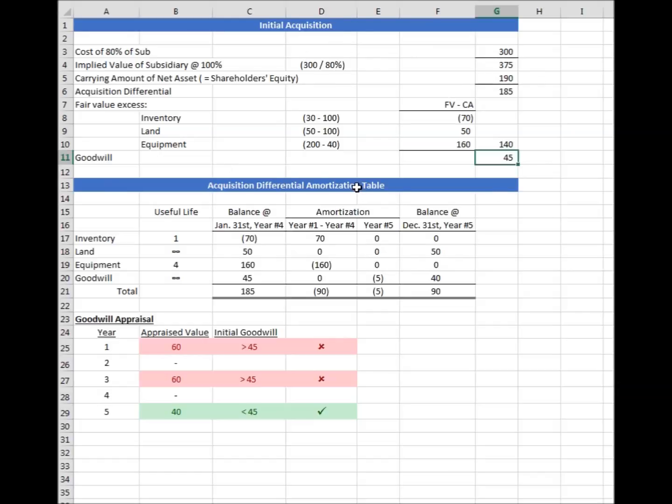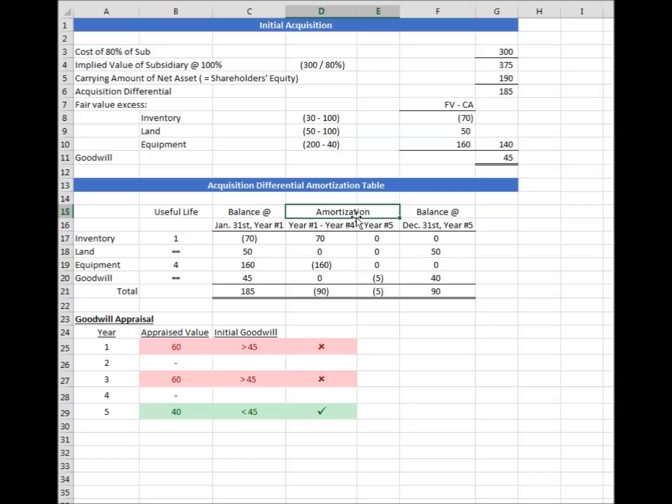But we're going to move on to our acquisition differential amortization table. So once again, this is just how I like to set up my problems right here. It provides us with all the details we need. So the useful life, balance at the beginning, so when we acquire the sub, this should actually be year 1. Whoopsies. And the amortization, that's from year 1 to year 4.